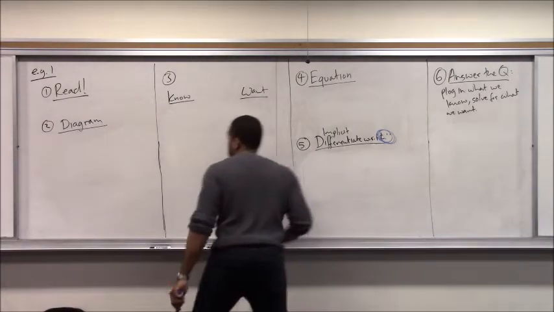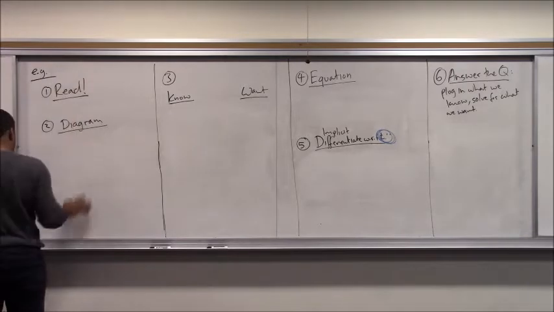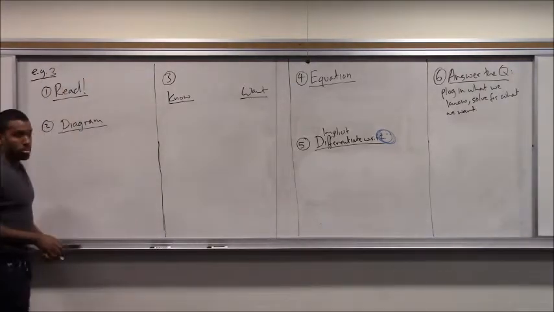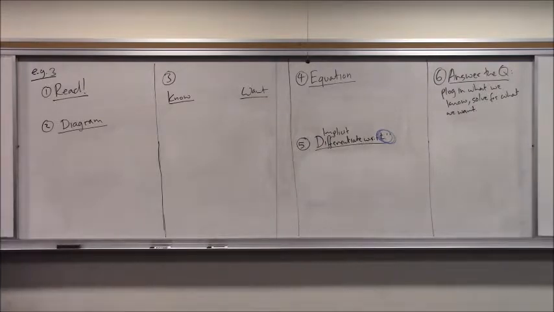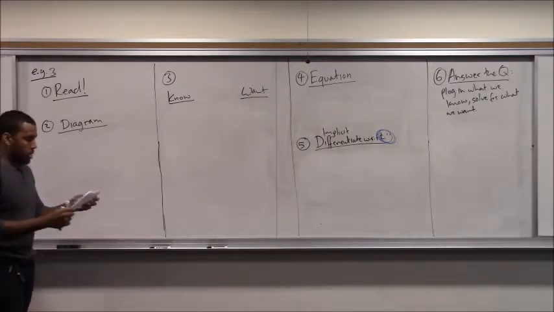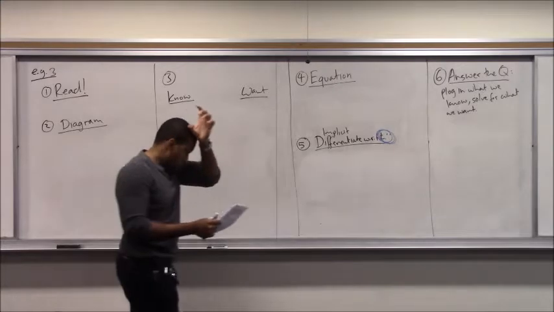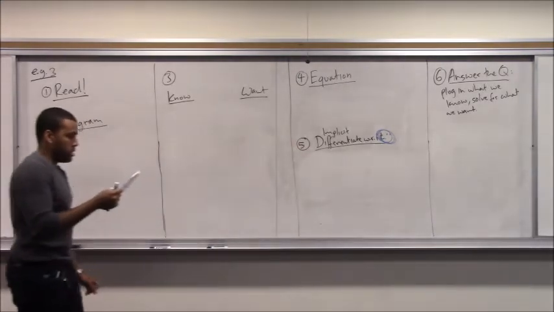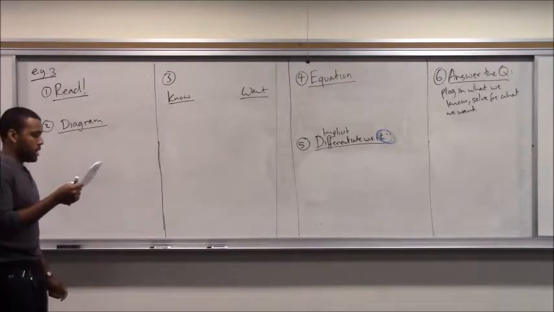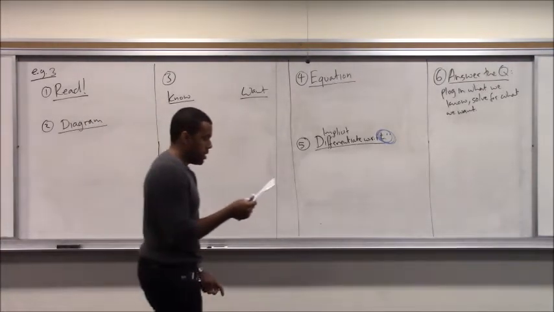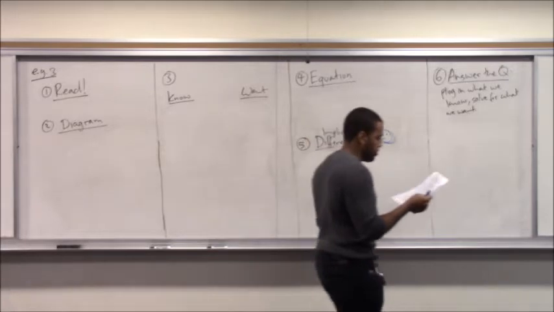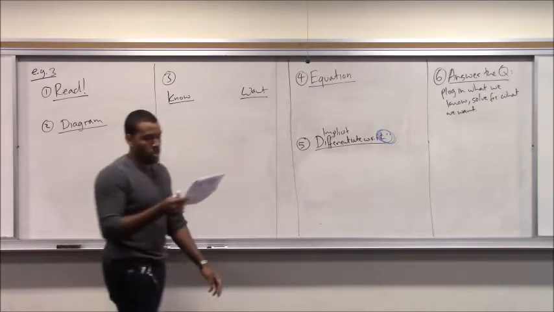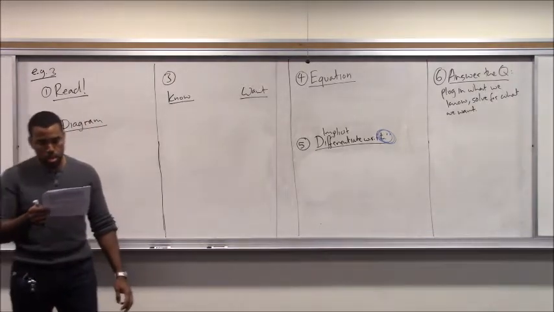That was example 2. Let's look at example 3. Okay, so here's the question. A 15-foot ladder is resting against a vertical wall. Suddenly, and without warning, the foot of the ladder begins to slide away from the wall at a rate of 2 feet per second. At what rate is the top of the ladder sliding down the wall when the foot of the ladder is 9 feet from the wall?